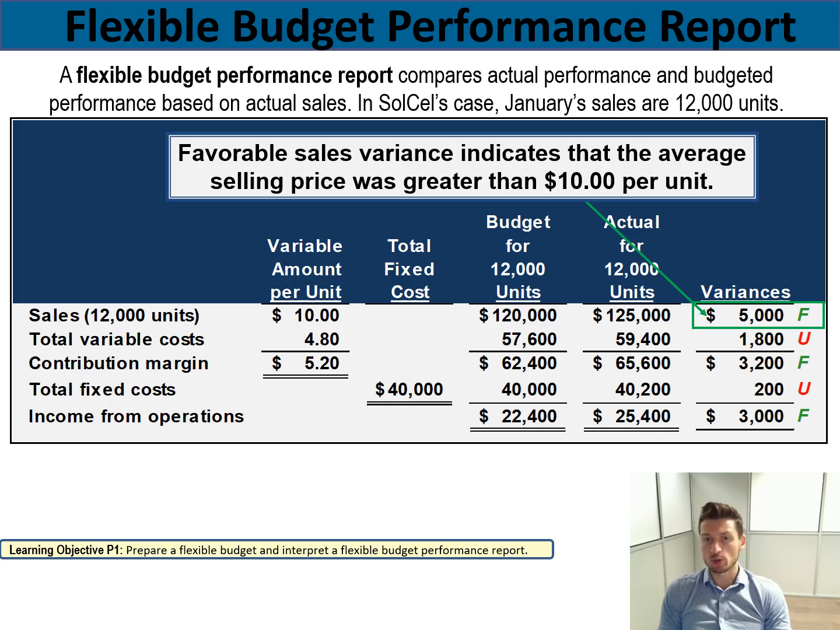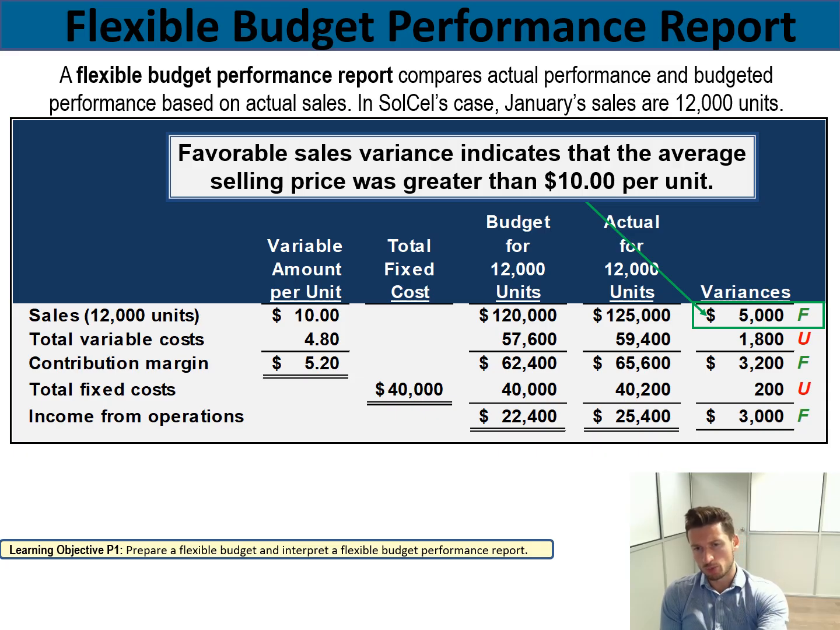Now it makes more sense because we are comparing apples to apples, because we have budgeted numbers for 12,000 and we have actual numbers for 12,000. Before, in the previous slides, we had 10,000 and 12,000, which didn't make a lot of sense. So now we are comparing 2 identical units with different price, with different variable cost. So we have a variance of 5,000 because it increased by 5,000, which is favorable because I was expecting to get 120,000, but I got 125,000.